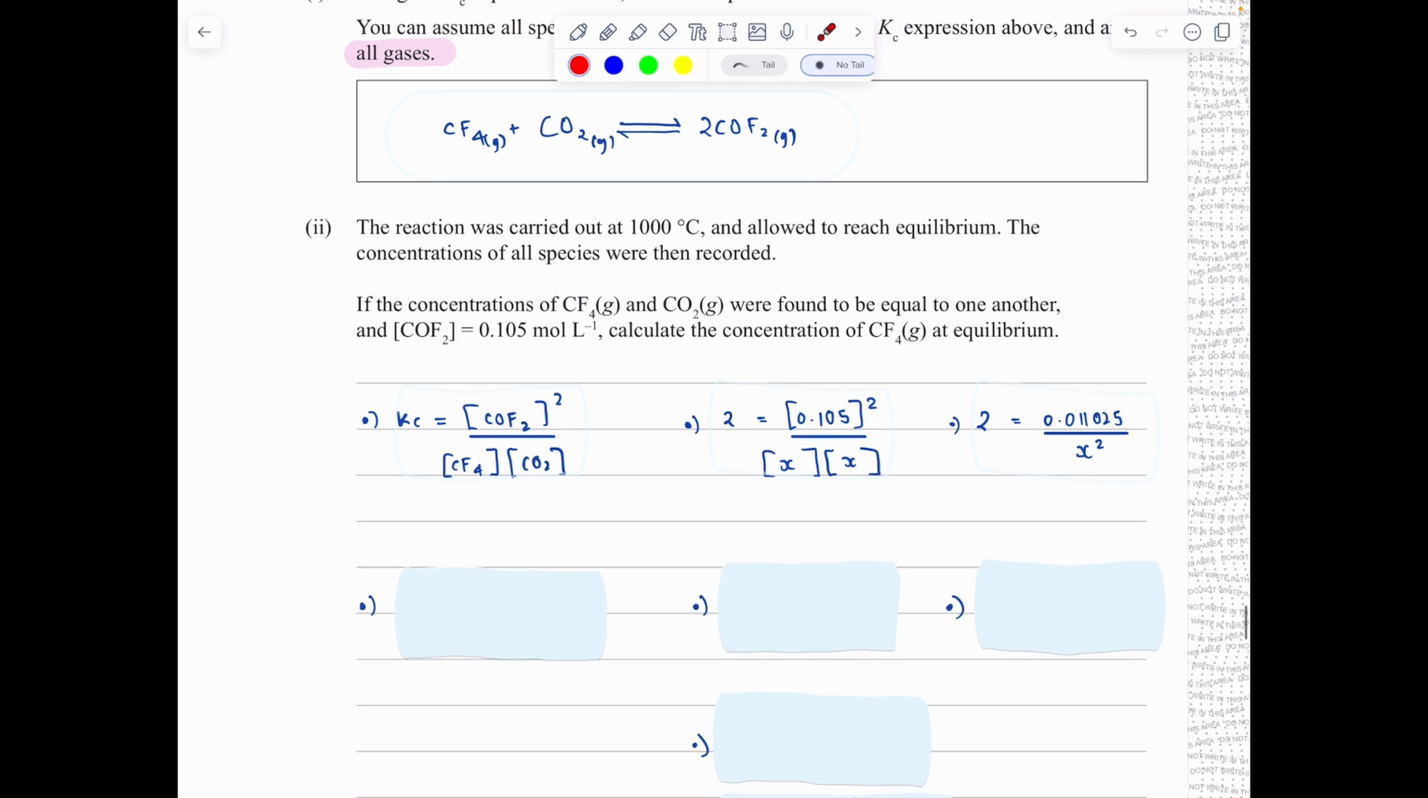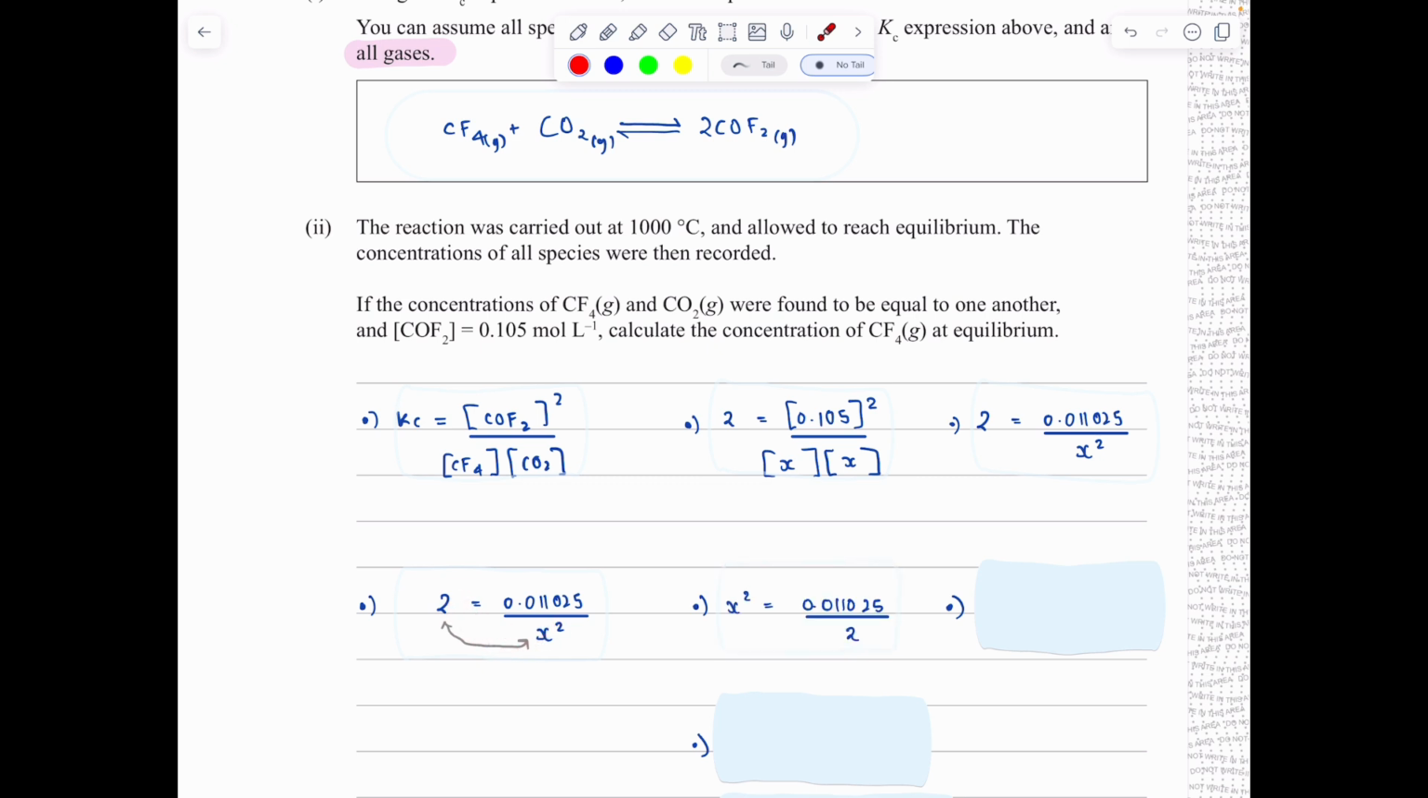Then what I can do is rearrange to find what x squared is, and the way I do that is by swapping the x squared out with the 2. So in algebra, whenever you have the bottom part of the fraction unknown, you can swap it with the known part on the left hand side of the equal sign. So a little trick for you.